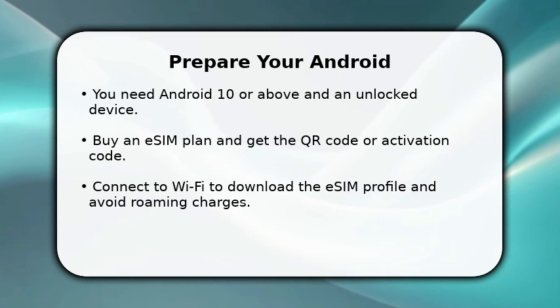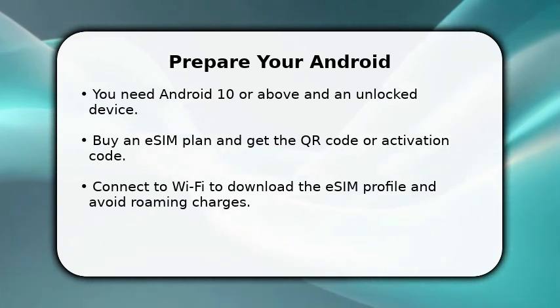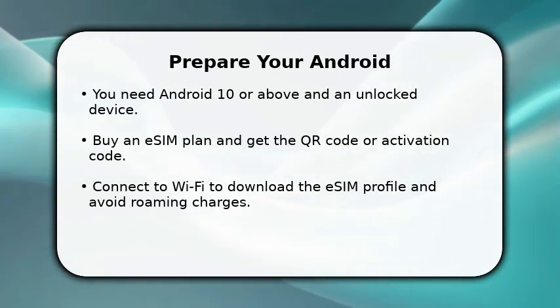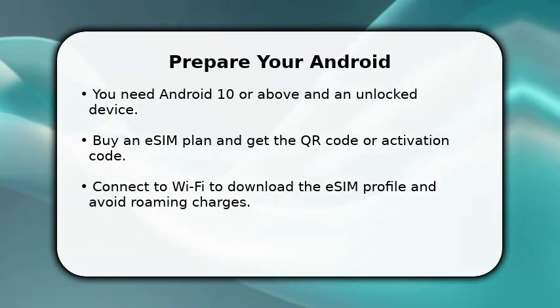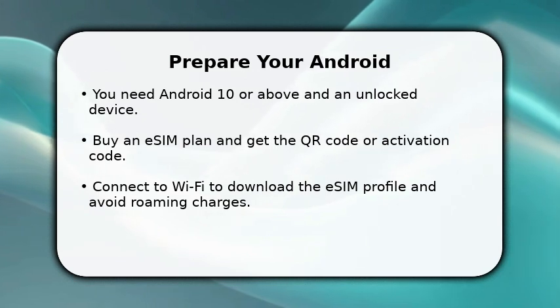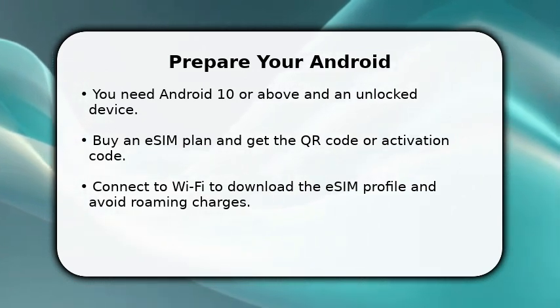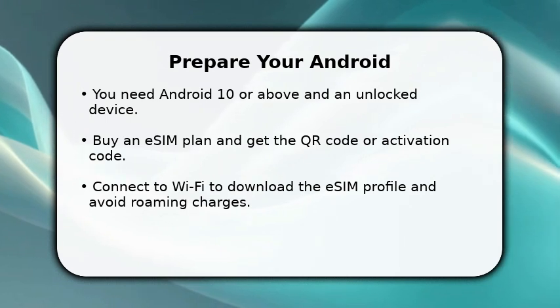First, confirm your phone runs Android 10 or above and is unlocked for eSIM. Next, buy a Holafly eSIM plan for your destination and keep the QR code ready. Make sure you connect to a stable Wi-Fi network before downloading to avoid roaming fees.